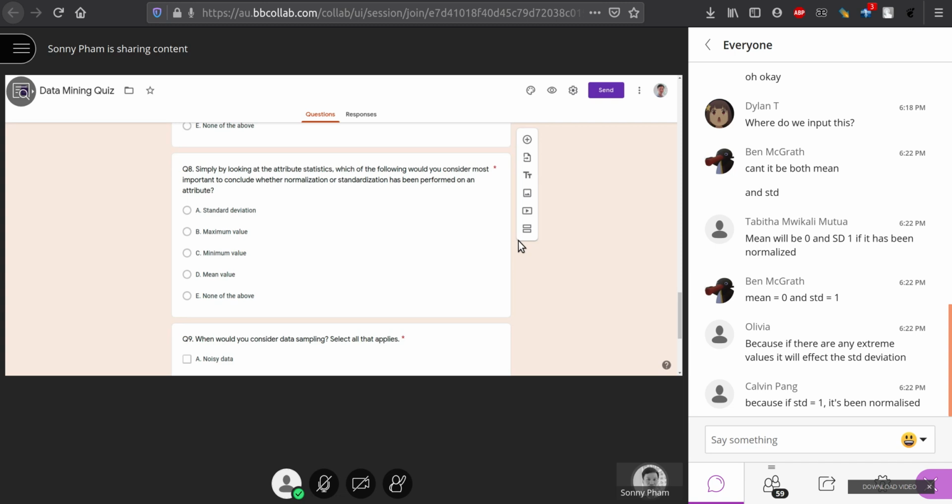Standard deviation, yeah. If the standard deviation is equal to 1, then it's been standardized. So if you have seen standard deviation 1, it's been standardized. But is it possible for normalization to have a standard deviation equal to 1 as well? That's my question.